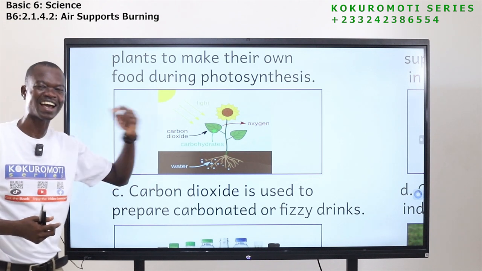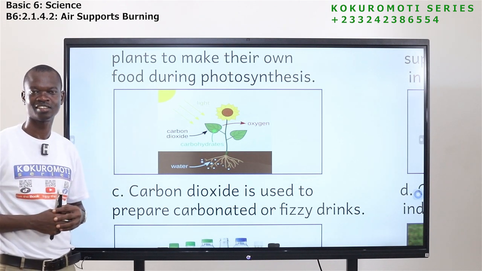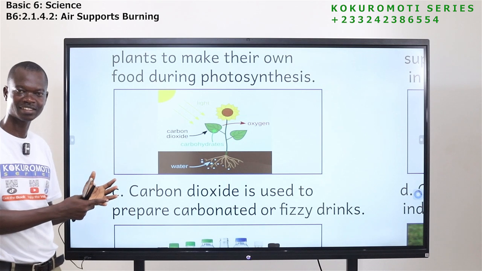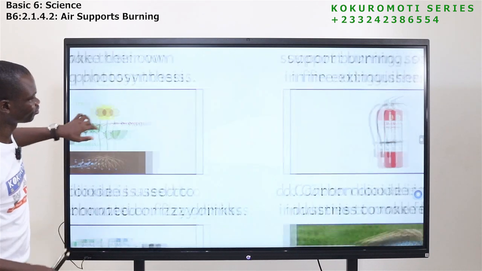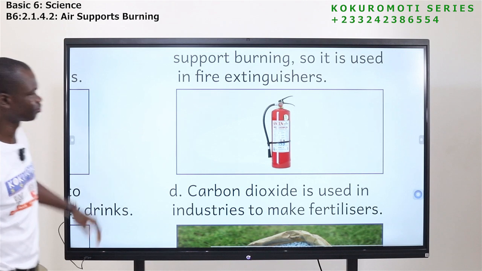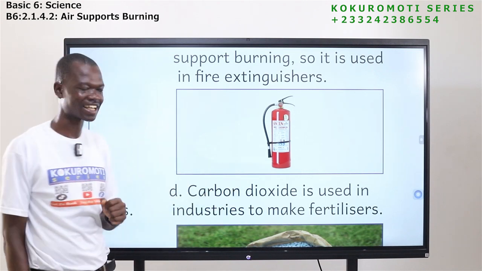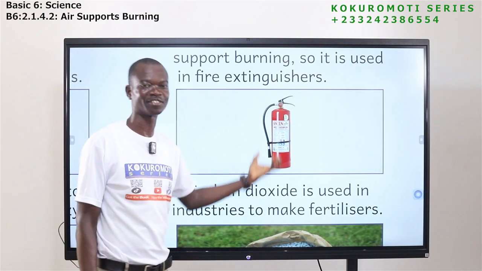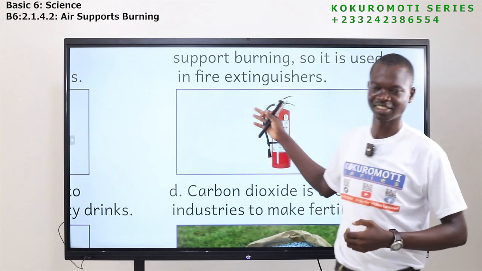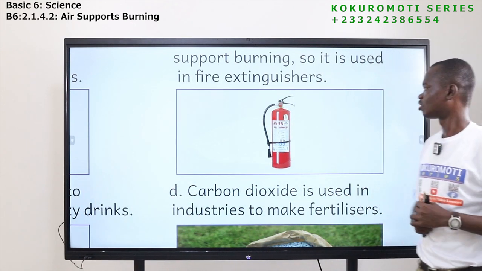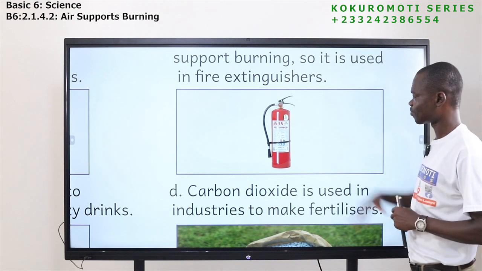There's carbon dioxide and other things like the sun, light, and water. Okay. The next one is this. We are looking at carbon dioxide. What is this? Fire extinguisher. So if you want to extinguish fire, you use this. This is the best tool to fight fire.